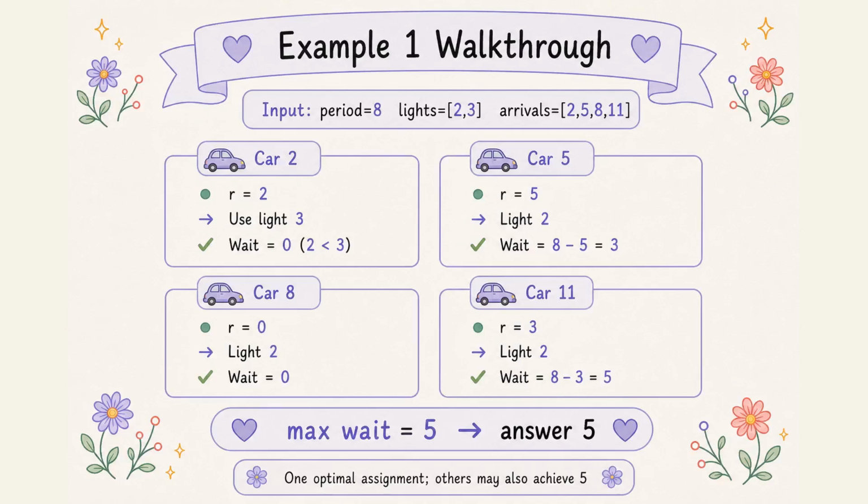Example 1. Period 8, lights 2 and 3, arrivals 2, 5, 8, and 11. Remainders are 2, 5, 0, and 3. One optimal plan: remainder 2 uses the green 3 light and waits 0. Remainder 5 waits 8 minus 5, which is 3. Remainder 0 is green immediately, wait 0. Remainder 3 waits 8 minus 3, which is 5. The maximum is 5, and that is the answer.